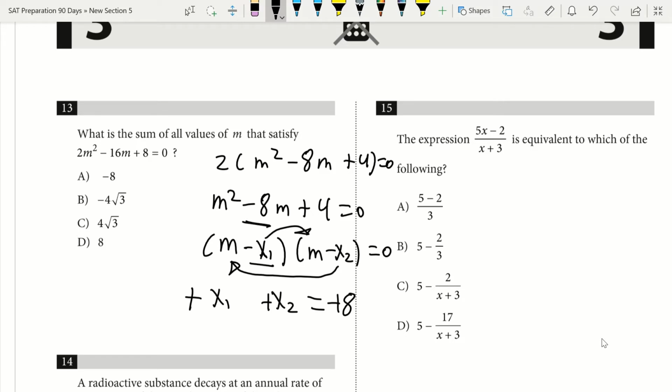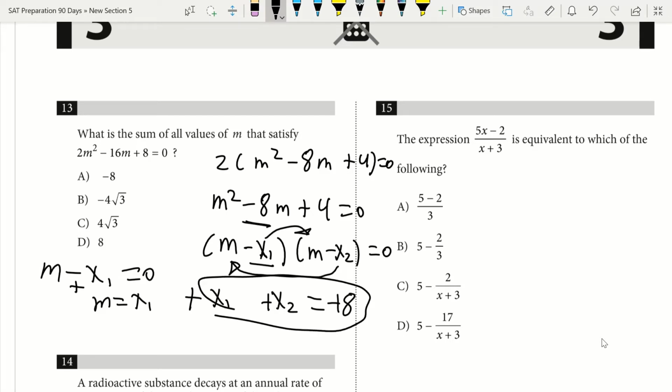And the other thing that you need to understand is that this m minus x1, when it's set equal to 0, is going to give that m equals positive x1, right? Because you would add x1 to each side. So that's how I did it quicker right here, but really, as long as you understand that x1 plus x2 equals 8, and that your x1s have to get flipped since they were negative, so I switched them to positive, you're good. And you see that your correct answer for 13 is going to be answer choice D, so it's going to be 8 right there.